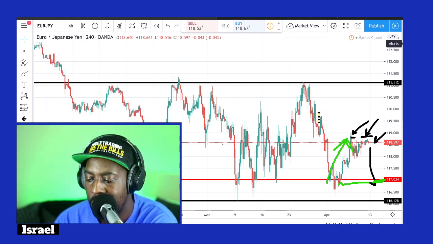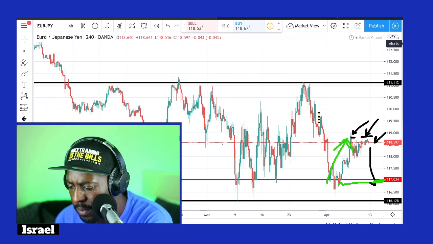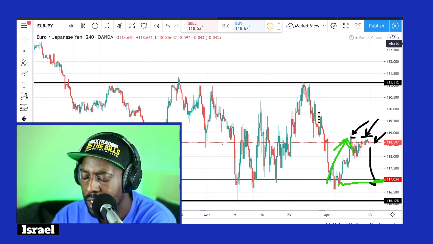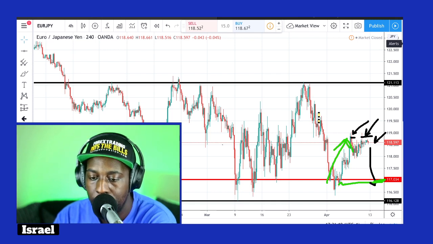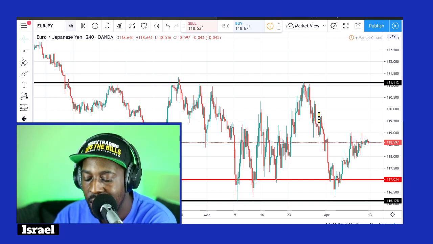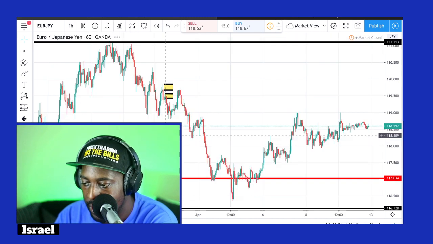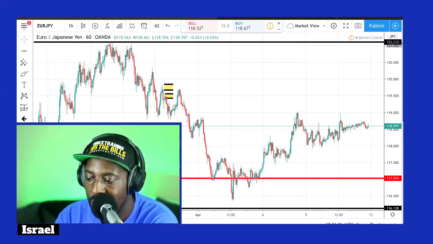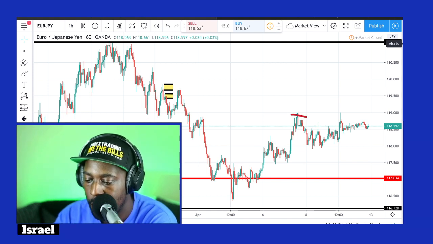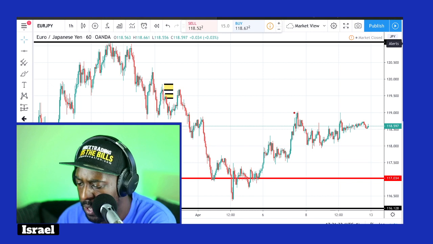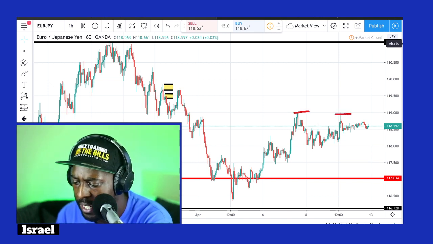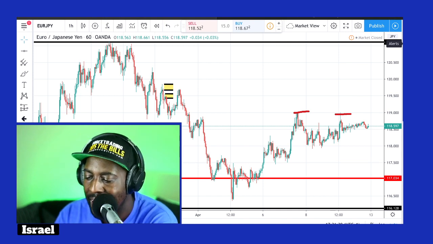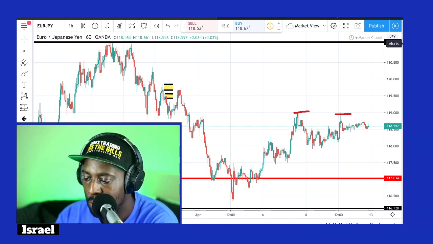But this area right here is 118.50. We can look at this from a lower perspective and see what it actually looks like. These are the areas we highlighted previously, right here and right here. We're talking about 118.50 ish where price is right now, and we're talking about 119. So let's basically see.